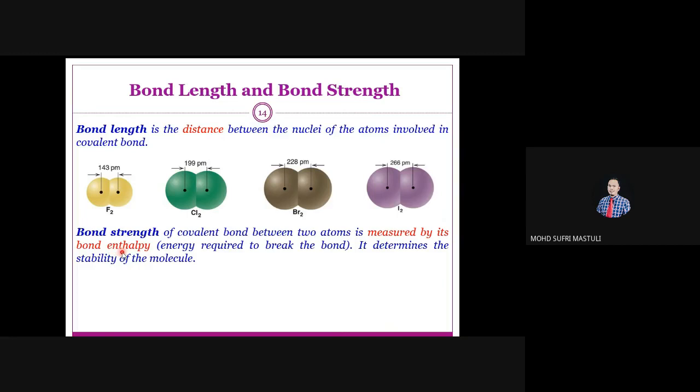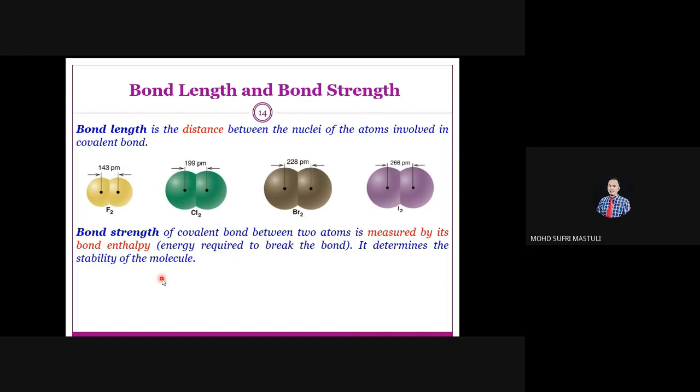You will learn the enthalpy, or the delta H, in physical chemistry. The bond enthalpy is the amount of energy required to break the bonding. The strength of the bonding will determine the stability of the molecule. For me, it is enough if you understand what the bond length is, the distance between what and what, and the strength is the bond enthalpy.